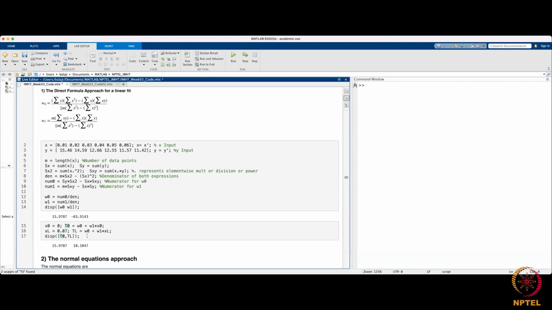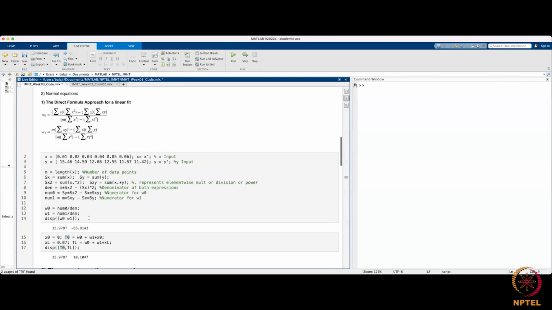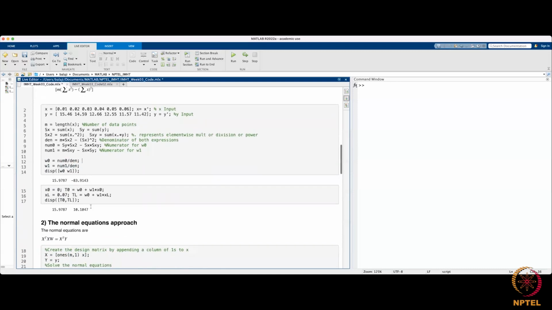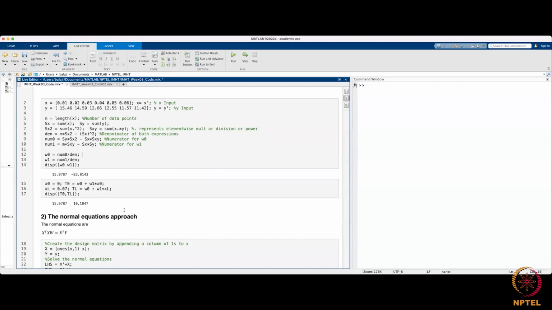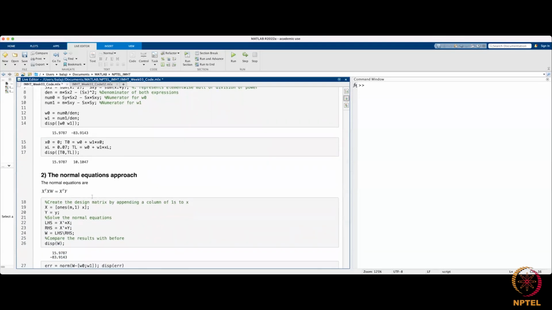We could also find out minus k times W1, which will be minus k dT/dx, etc. So all these things we have done earlier. But the more interesting thing is to calculate the same W0 and W1 in a different way, which is the normal equations approach. Remember, we just did it: x transpose x times W is equal to x transpose y. This is the equation that we got in the last couple of videos. We had derived this.